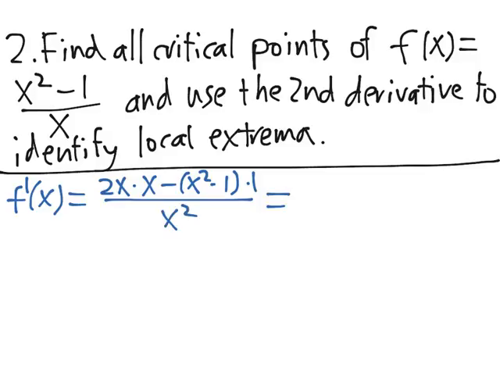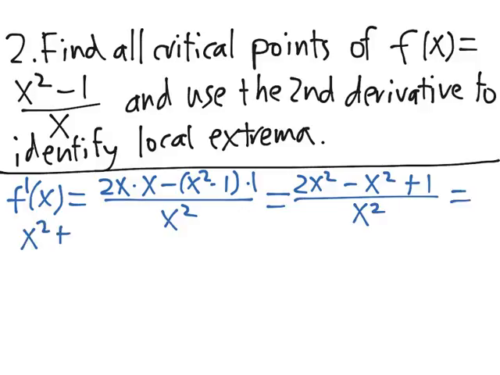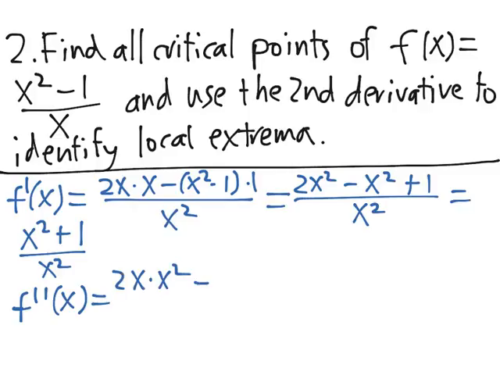And this is equal to (2x² - x² + 1) all divided by x². And this is equal to (x² + 1)/x². And then the second derivative, f''(x), is equal to 2x times x² minus (x² + 1) times 2x, and then this divided by (x²)², which is x to the fourth.